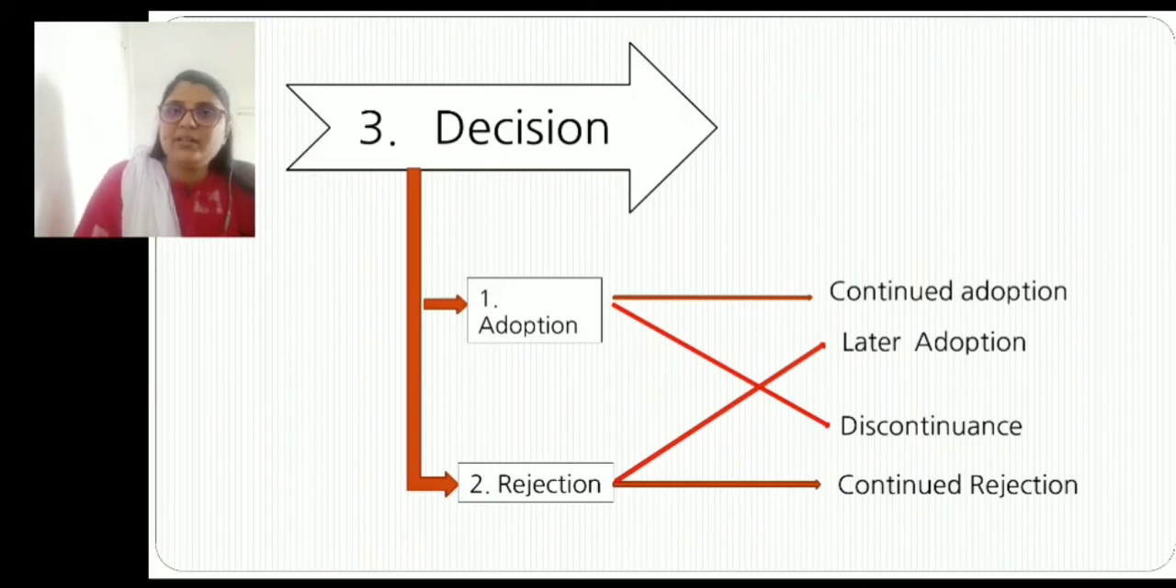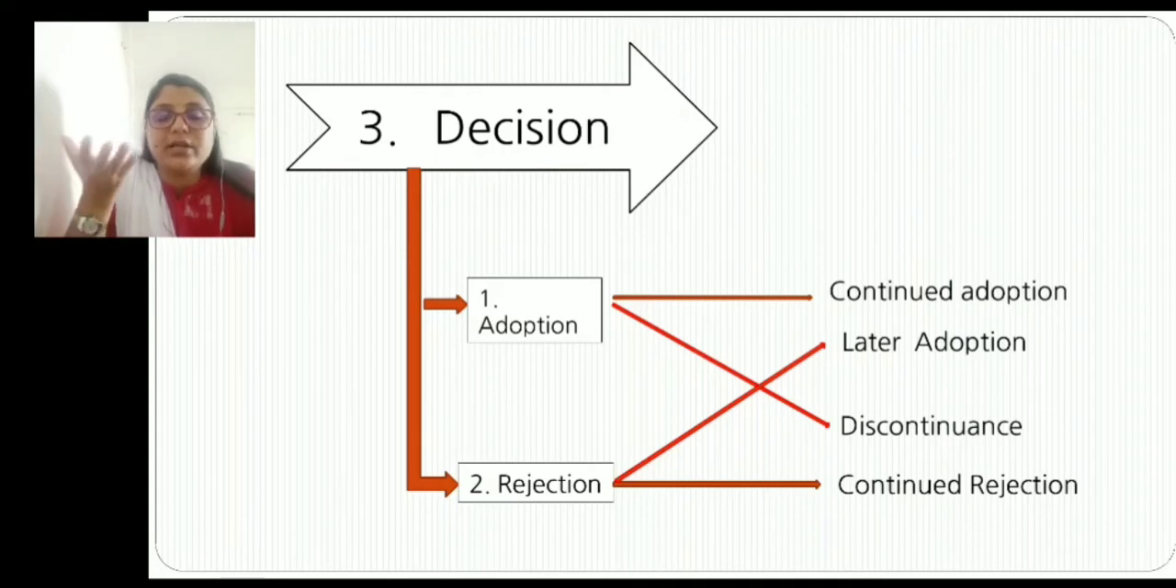Then decision. After the persuasion, when you have formed that favorable or unfavorable attitude and seen the result of the innovation practices, the next step is the decision. Here there are only two choices: you adopt that innovation or reject it. Adoption means you apply that innovation on your farm and make full use of it as a course of action. Rejection means you are not using that innovation on your farm and are not thinking of adopting it. Here there is continued adoption and discontinuance: if the results are satisfactory, you go with that innovation practice and adopt it, which is continued adoption.